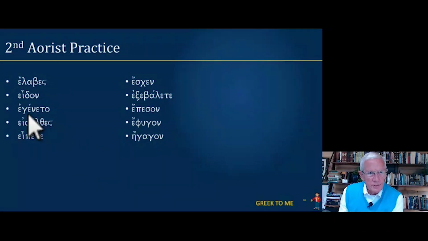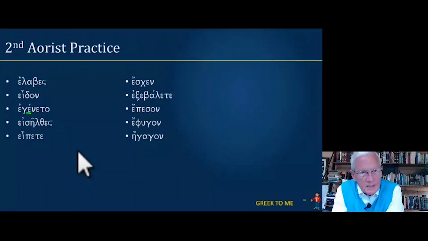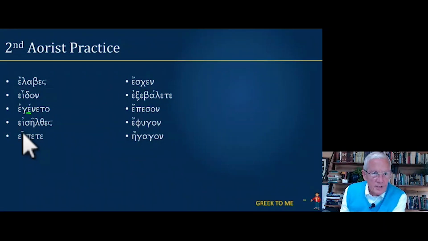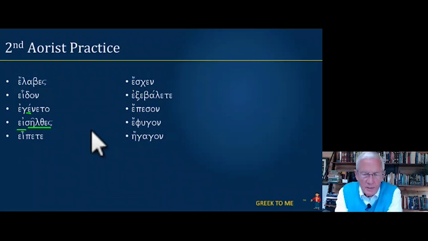Egeneto, notice here the epsilon. So this is a second aorist, deponent indicative, third person singular. It happened, it became, it occurred. And this is frequently used in narratives translated as it came to pass. Eiselthes. Now notice the eis there. This is a compound from eiserchomai. And there we have elthes. So this is second aorist, active indicative, second person singular, you entered.